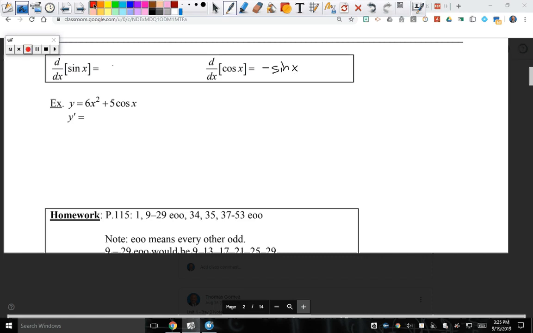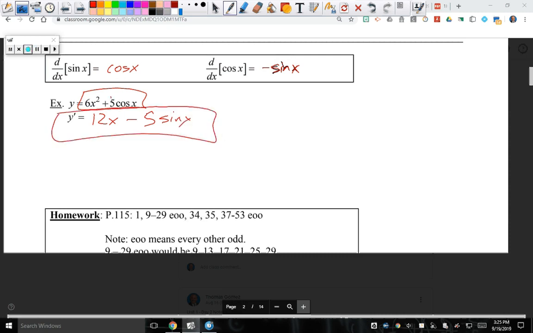Okay, so here are the first two that we're memorizing. First two of a lot that we're memorizing. Okay, so what is the derivative now of this function? 12x plus or minus 5. Oh, so it's minus. So 12x minus 5 sine x. What you could have done is you could have put this 5, constant multiple rule, just put it off to the side, move it out of the way. And the derivative of cosine we know is negative sine. And then multiply that 5 back in, and that's how you get negative 5 sine of x.